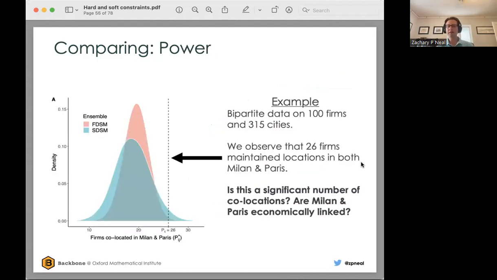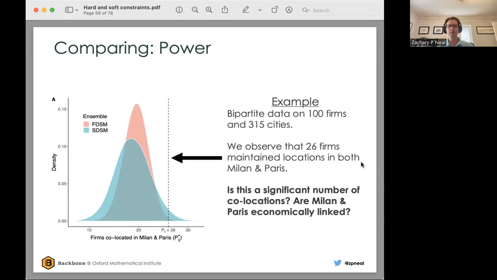The next dimension we might compare them on is something like statistical power. Are we able to detect edges that are significant? So I'm switching gears a little bit to the geographical case from the political case. In this case, these data come from the Globalization and World Cities group at Loughborough. This comes from bipartite data measuring 100 firms and 315 cities. And they typically use these data to measure world city networks, where cities are connected if they share firms.